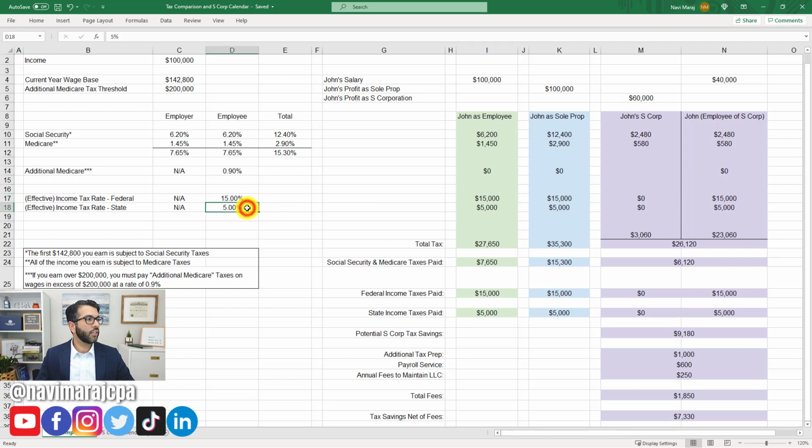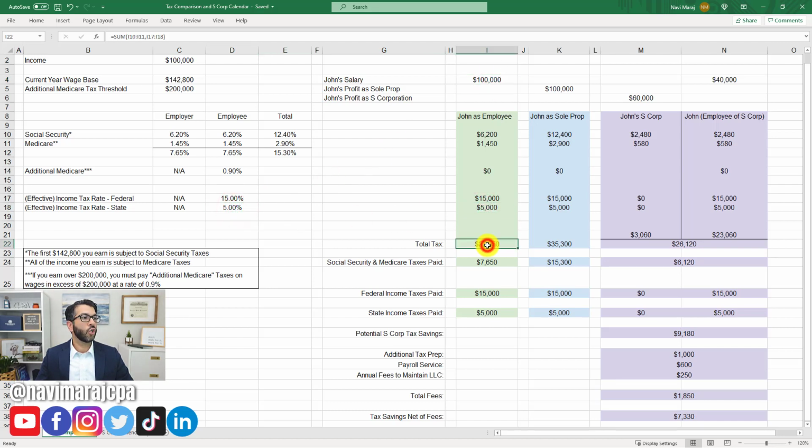Now I'm also going to say that John lives in a state where his income tax is a flat rate of 5%. Some of you live in a state where you don't have income tax. Others of you live in a state where you have a progressive tax rate structure, so the more you earn, the more you pay. I'm just going to use an example where this person lives in a state where it's 5% flat. That's how much they pay. So the $100,000 times the 5% is $5,000.